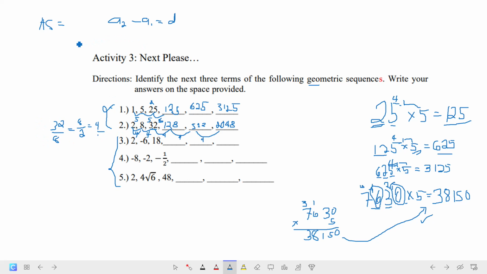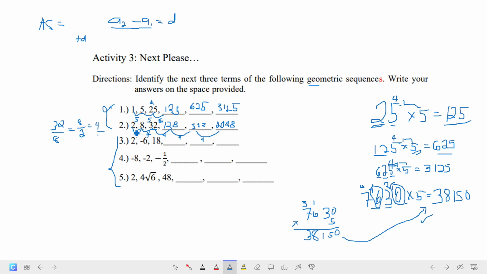Dito naman, yung arithmetic sequence, nag-a-add tayo, di ba? Nag-a-add tayo ng difference to get the next term. And the inverse of addition is subtraction. That's why nag-minus din naman tayo dito. So that's how we will determine the common ratio.